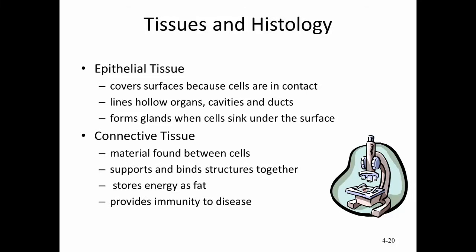It provides immunity to disease. And again, I mentioned blood, right? In the blood, we have our white blood cells, and especially our B and T lymphocytes that provide immunity. It's found in the blood. It's a connective tissue.